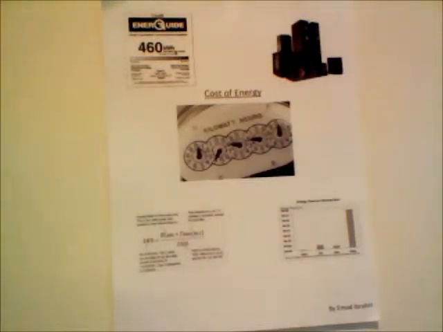Recall that the formula for power is P equals delta E over delta T, where P is power in watts, delta E is difference in energy in joules, and delta T is difference in time in seconds. In order to calculate kilowatt hours, it is sometimes necessary to use this equation to find watts.